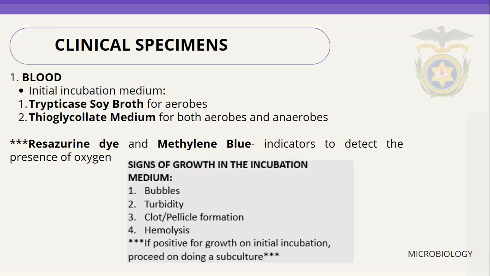And we have here the signs of growth in the incubation medium. So my mnemonic here is BUTCH. We have bubbles, turbidity, clot or pellicle formation, and hemolysis. So guys, always remember that if positive for growth on initial incubation, always proceed on doing a subculture.